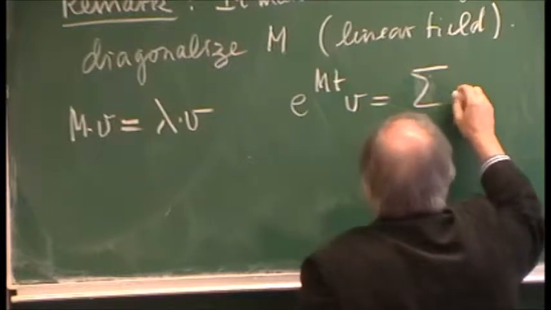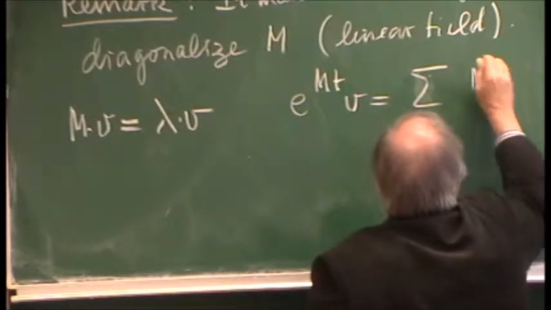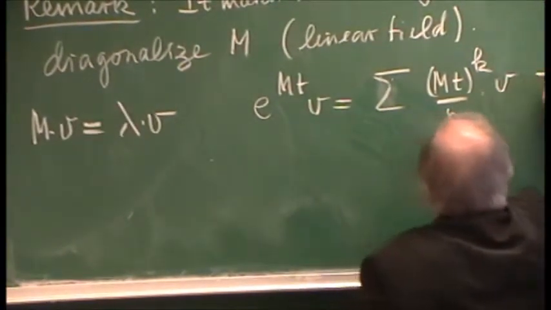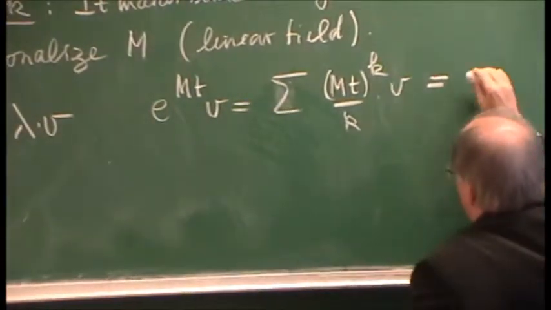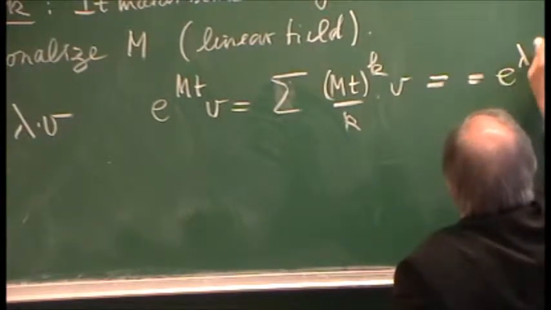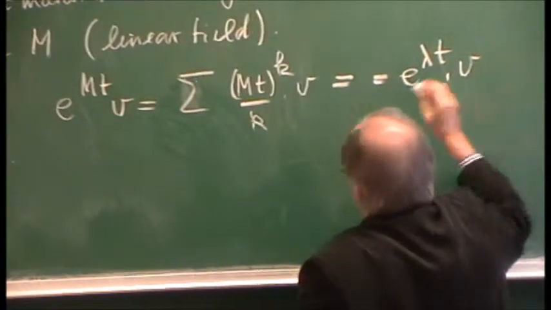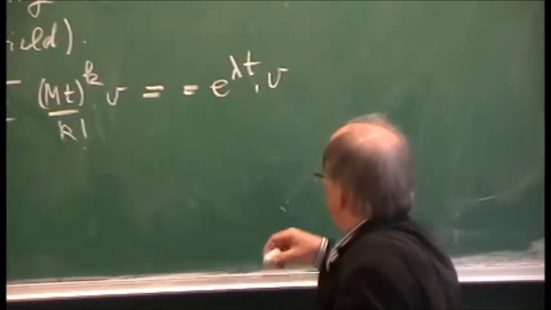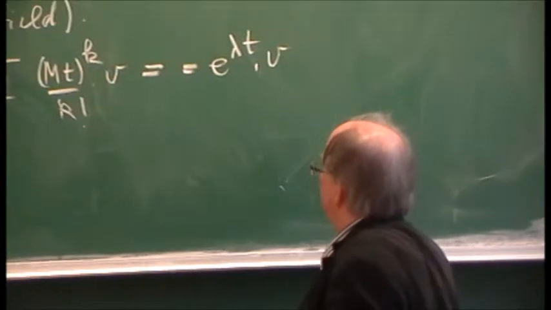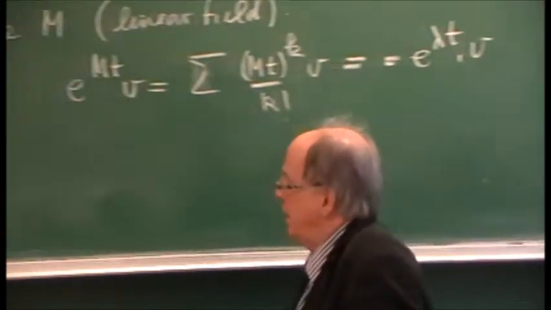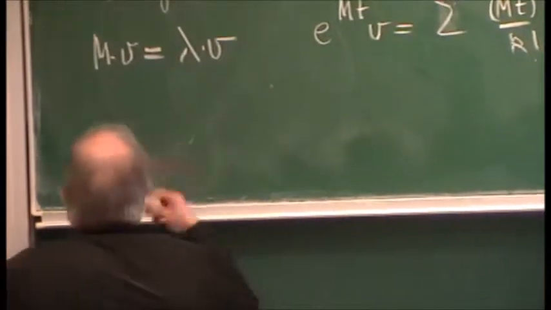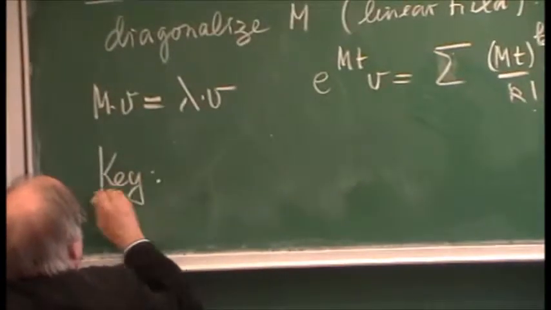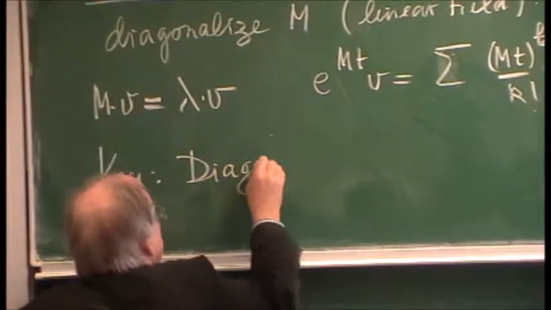just the power series, the sum of (Mt) to the k over k factorial times V. And of course it's an eigenvector, so it's equal to e to the lambda t times V. So this really is a very understandable thing, and so we look for diagonalizability, but the key remark is that diagonalizability is a bit mysterious.